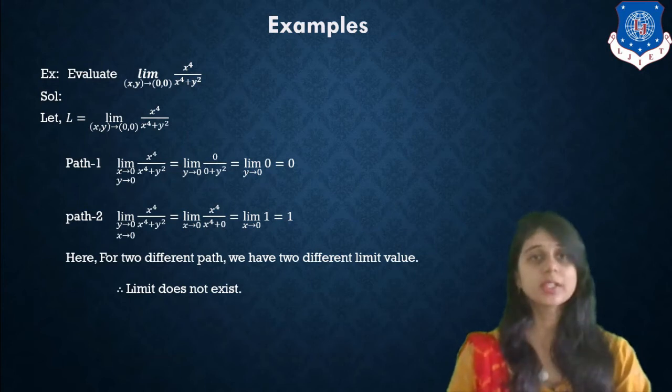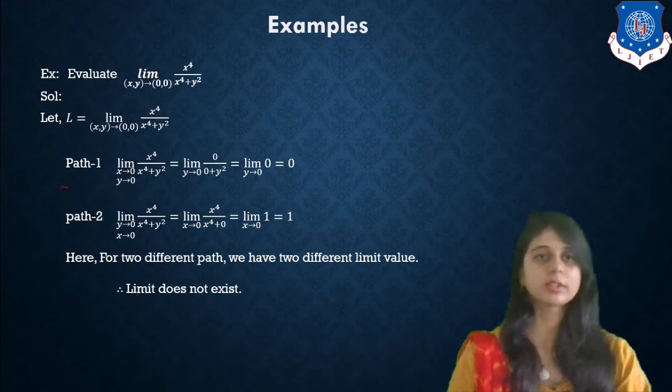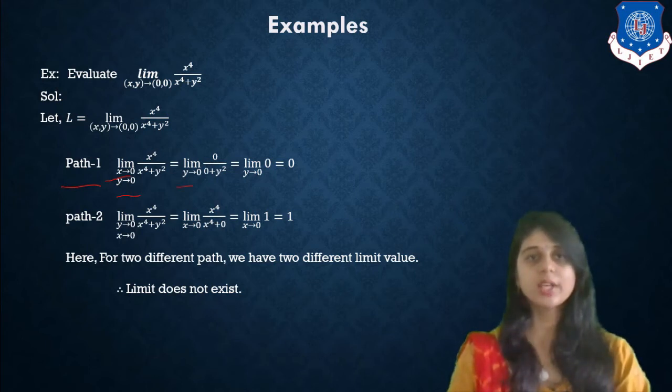Evaluate the limit as (x, y) tends to (0, 0) of x square raised to 4 upon x raised to 4 plus y square. Now, the working rule of the limit: first path, if x tends to 0, then y tends to 0. We are applying y tends to 0. If x is 0, then we get 0 upon y square. As y tends to 0, it is 0.